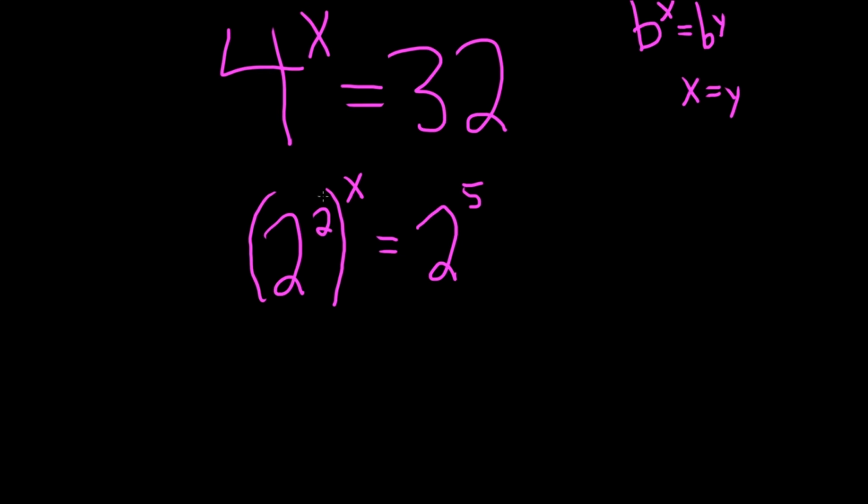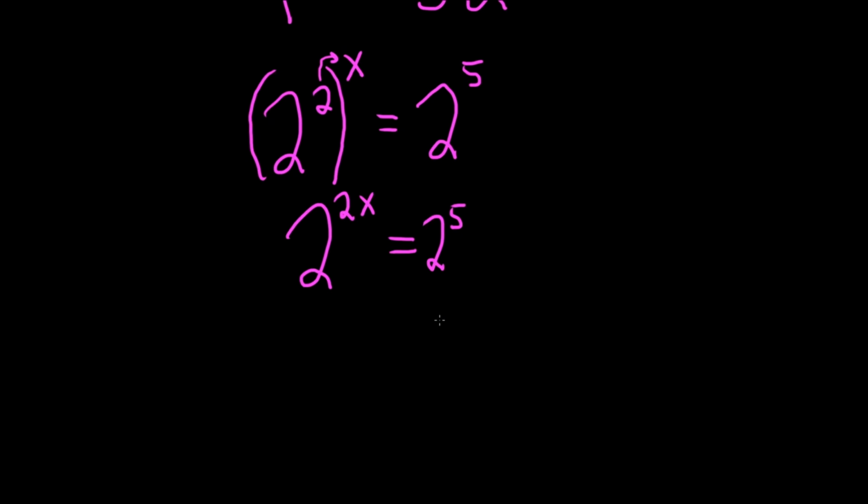So properties of exponents say that we multiply. So this is 2 times x. This is 2 to the 2x equals 2 to the 5. And now that we have 2's on both sides, we can drop the 2's. So we get 2x equals 5.